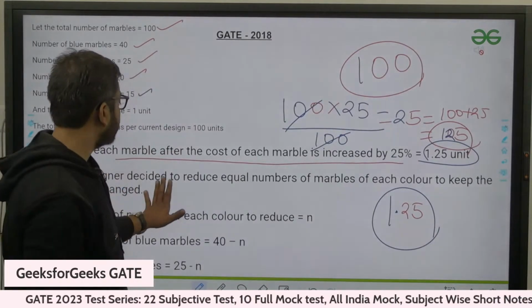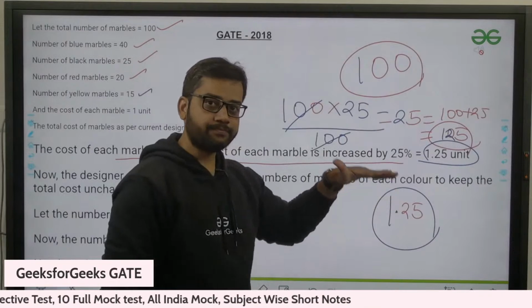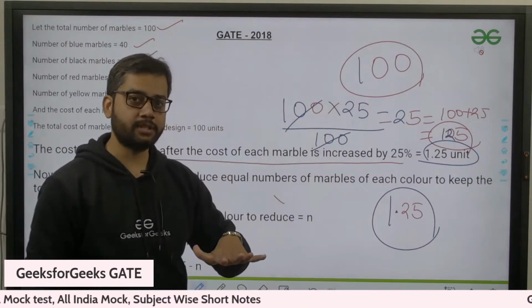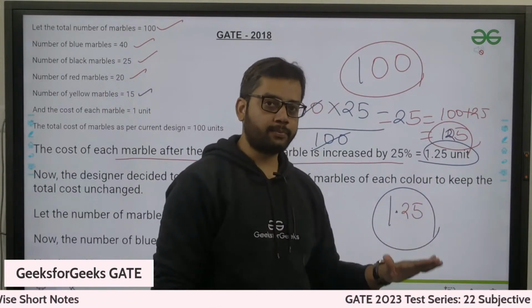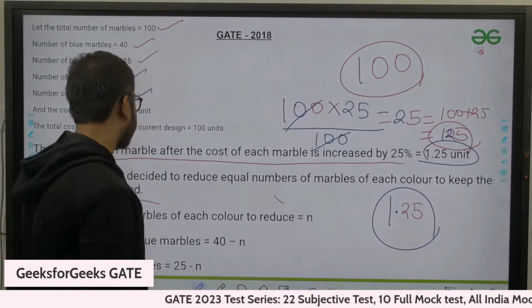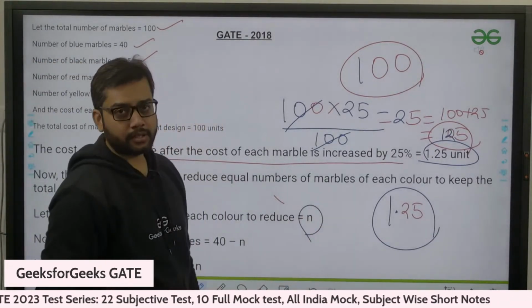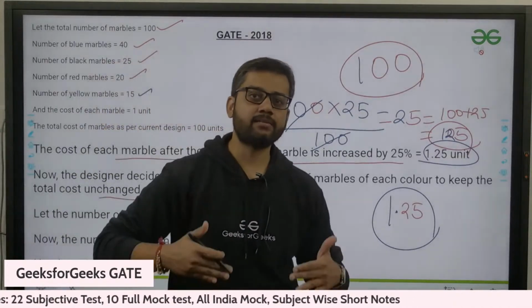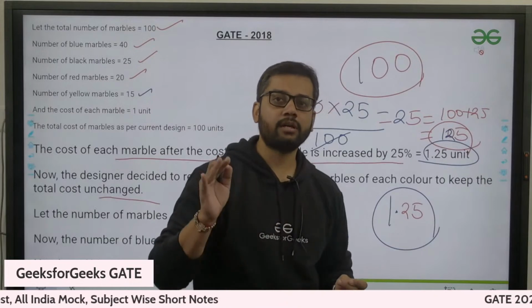Now the designer decided to reduce an equal number of marbles from each color. ऐसा नहीं है कि वो एक ही कलर से reduce कर रहा है. From each color he is reducing the amount of production so that the cost is unchanged. Suppose he is reducing by X or N. Because once the price got increased, he is reducing by X amount or N amount.